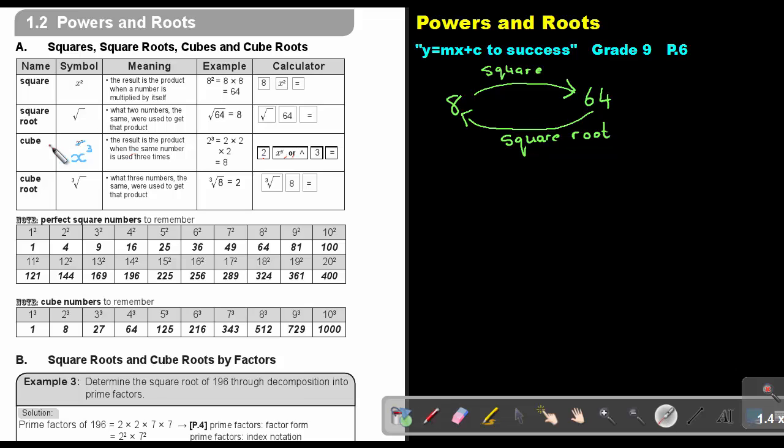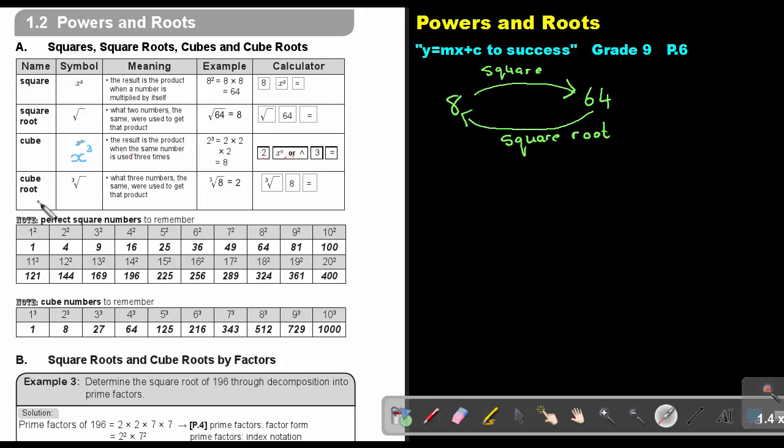Okay, the next one. Cube, x to the power 3. The result is the product when the same number is used 3 times. So 2 to the power of 3 is 2 times 2 times 2, which is 8. How do I press it on the calculator? 2 to the power, you can press either this key or this key, 3, and then equal.